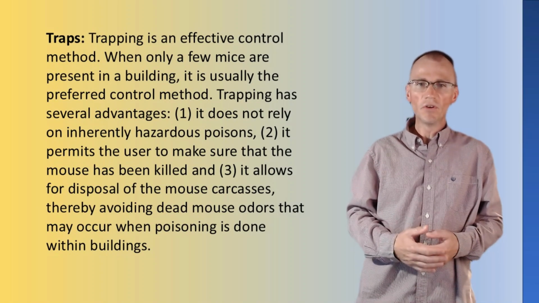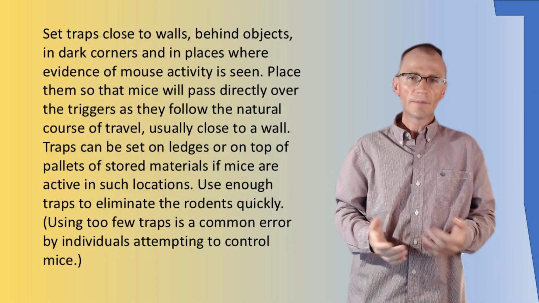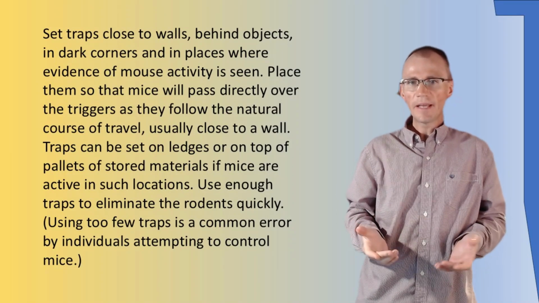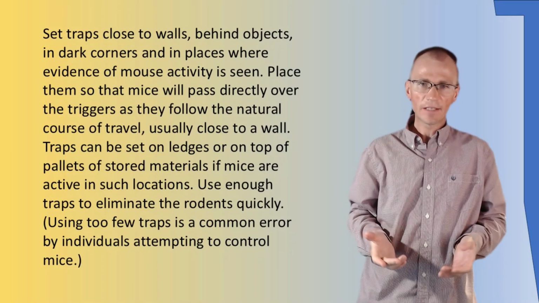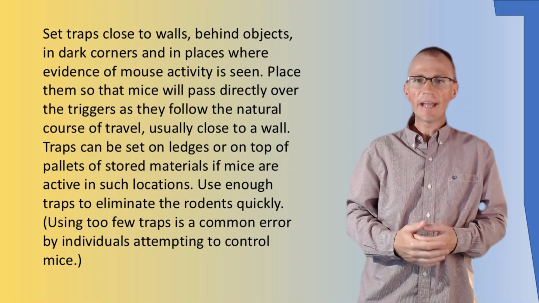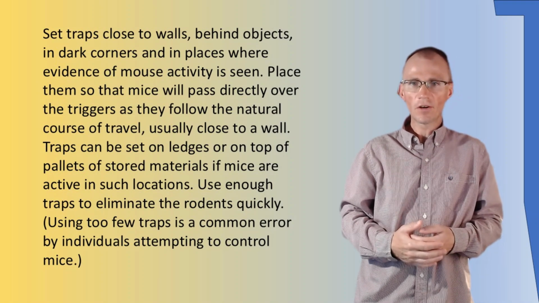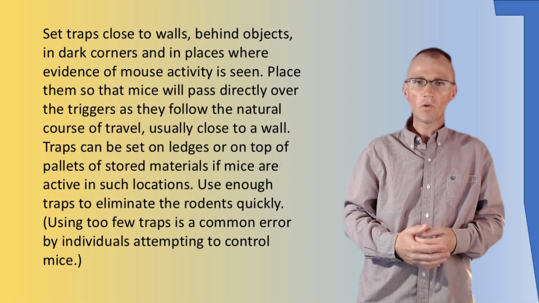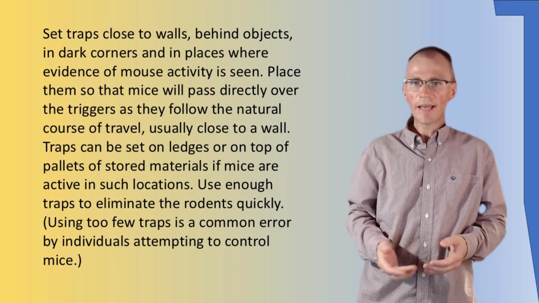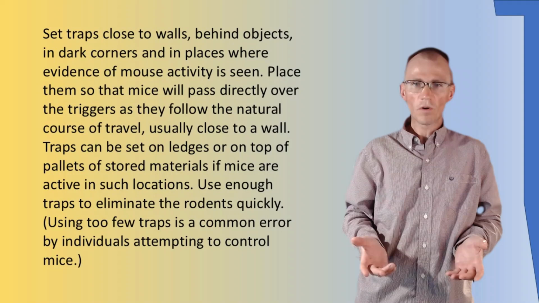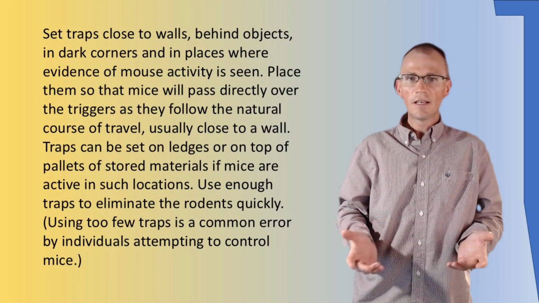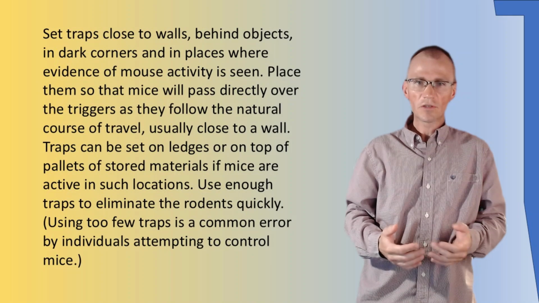Set traps close to walls, behind objects, in dark corners, and in places where evidence of mouse activity is seen. Place them so that mice will pass directly over the triggers as they follow the natural course of travel, usually close to a wall. Traps can be set on ledges or on top of pallets of stored materials if mice are active in such locations. Use enough traps to eliminate the rodents quickly.